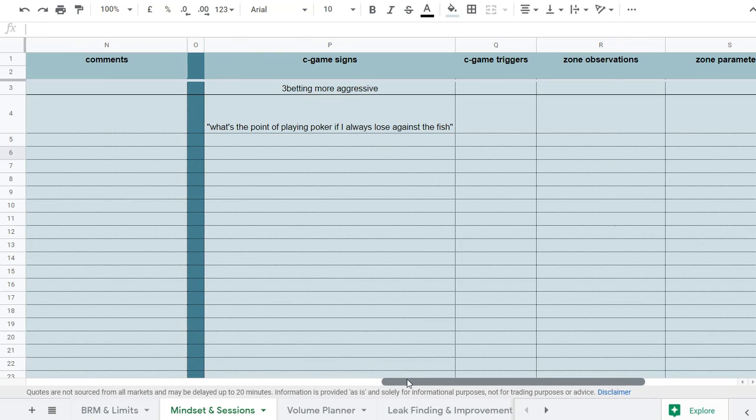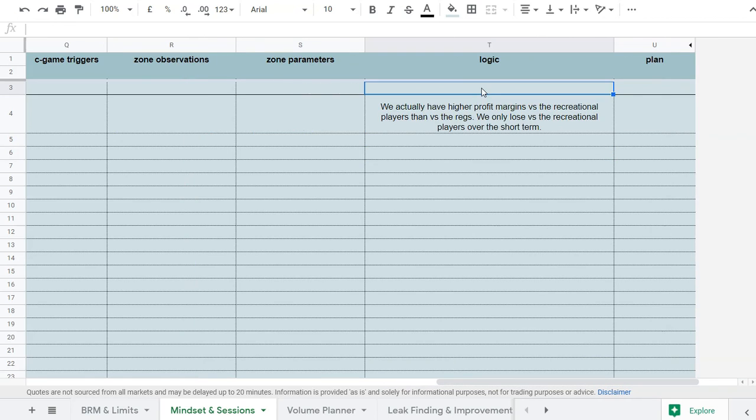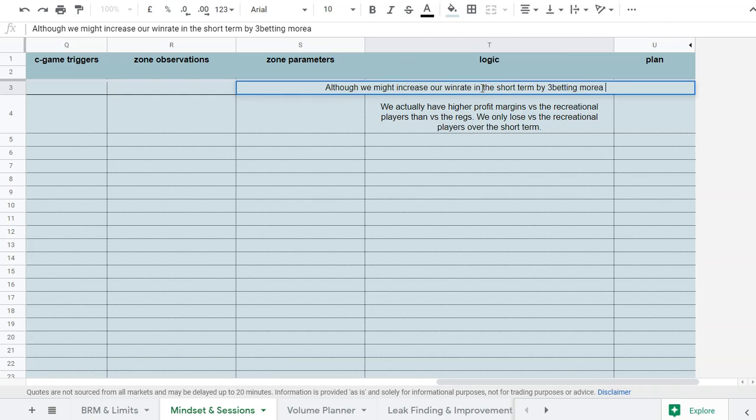We think about that first issue, 3-betting more aggressively. Logic: although we might increase our win rate in the short term by 3-betting more aggressively, we actually damage our long-term win rate.